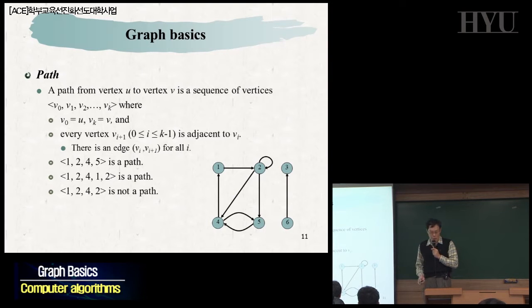And how about this? 1, 2, 4, 2. Is it a path? Yes, 1, 2, 4 is fine up to now, but there is no edge from 4 to 2, so it is not a path.